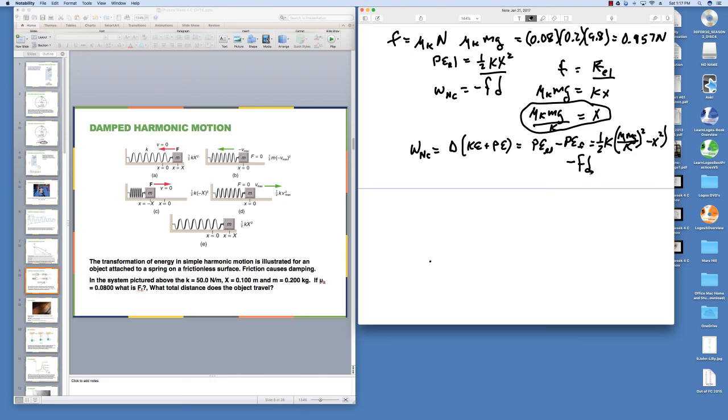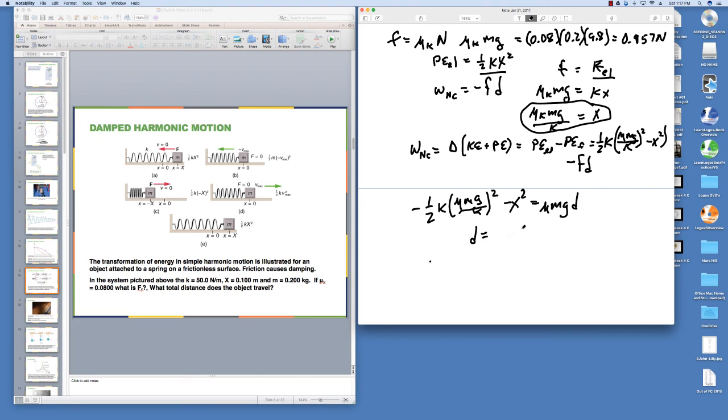Now we also know that this is also equal to minus Fd. So that this whole thing, minus 1/2 k times (mu mg over k) squared minus x squared, has got to equal Fd, I'm sorry, and we also know that Fd is going to be mu mg times d.